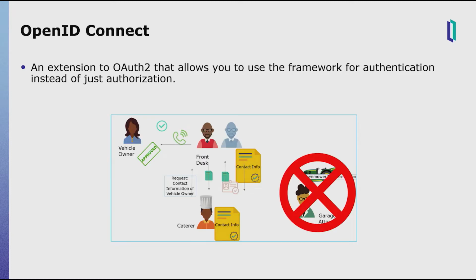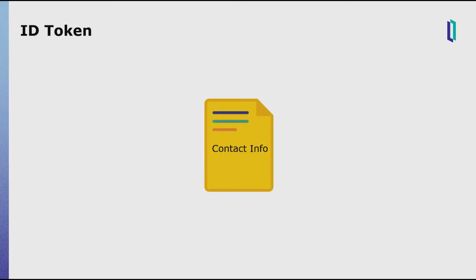OpenID Connect is an extension to OAuth 2 that allows you to use the framework for authentication instead of just authorization. An ID token is a token used in OpenID Connect with information about a user that is issued in addition to any OAuth 2 access tokens. So those are our terms and a bunch of pictures that make a lot more sense if you saw the last session.